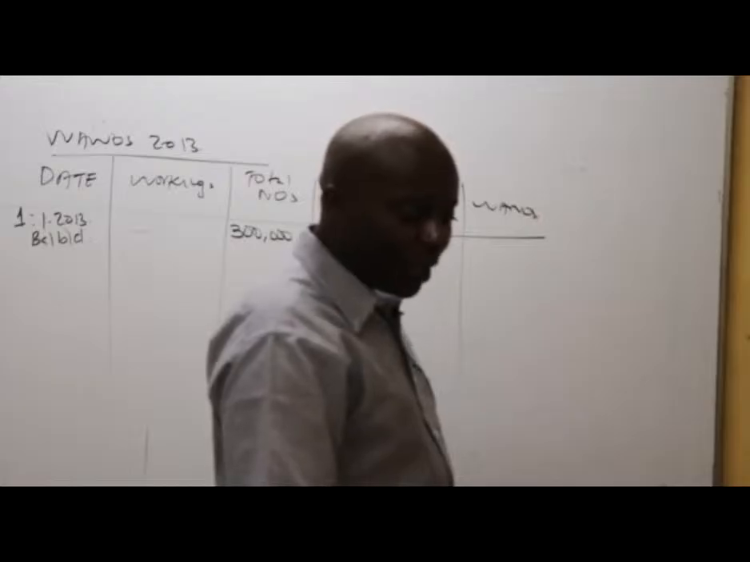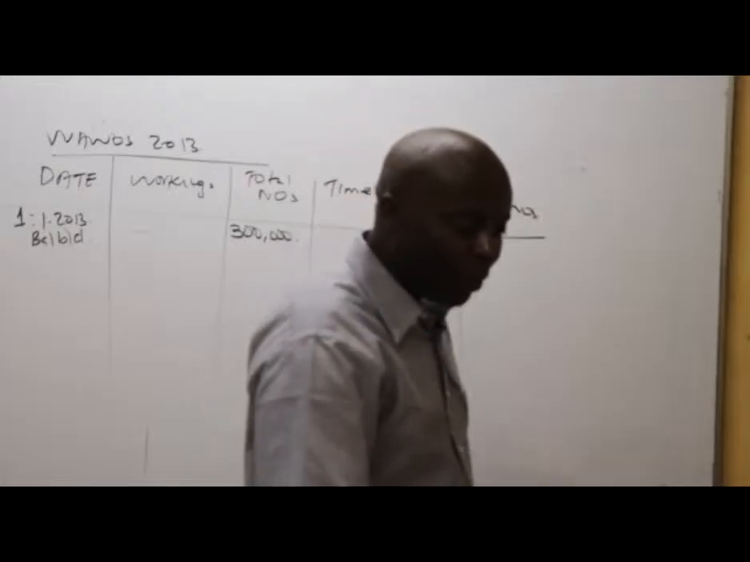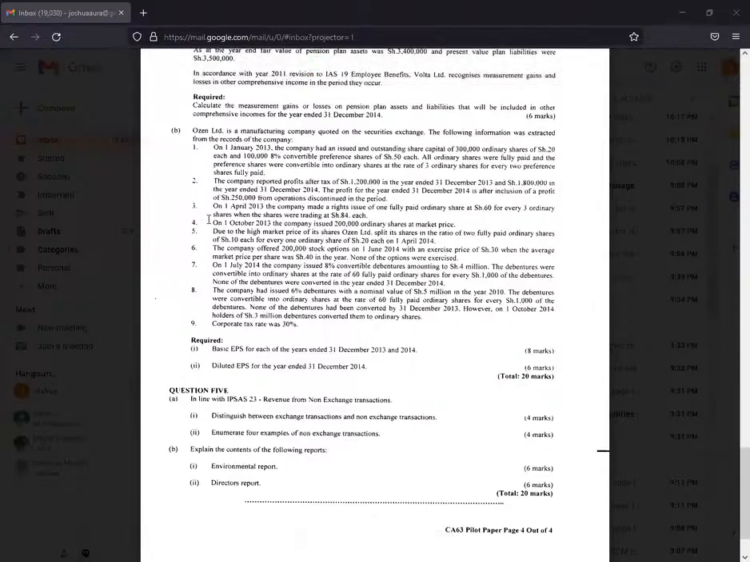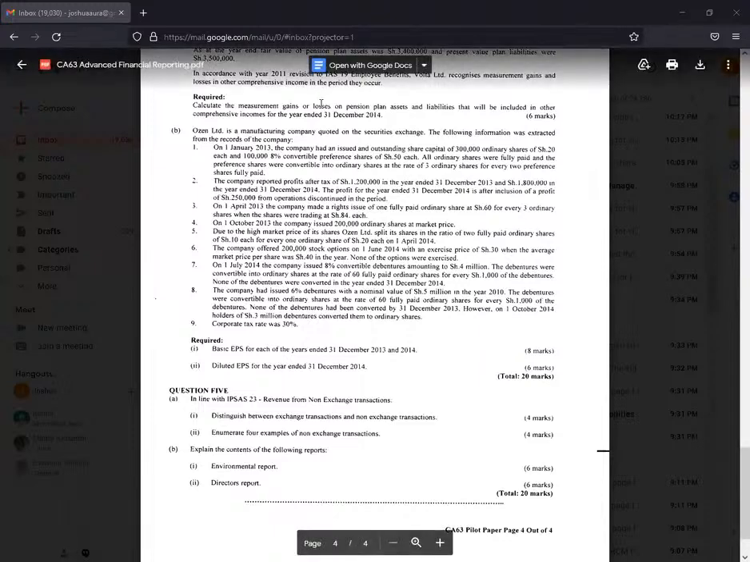So you are told, ladies and gentlemen, here, note number 2 is about profitability. Note number 3, on 1st April 2013, the company made a rights issue of 1 fully paid ordinary share at 60 for every 3 ordinary shares. So first, let's do this one first.